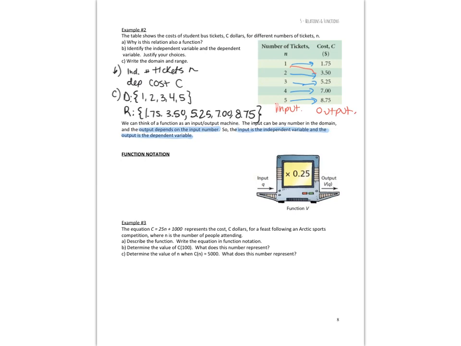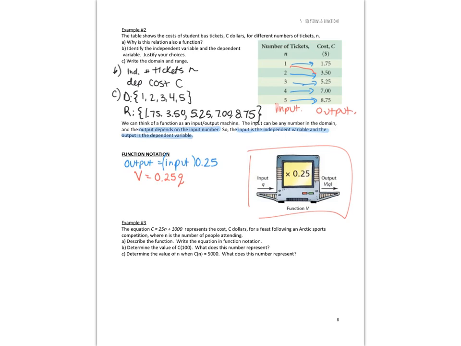All right, function notation. Let's use this as an example for function notation. So our input, Q, we multiply by 0.25 to get our output. Generally our output is equal to our input times 0.25. We have actual variables for our input and output in this case. So we can say that our output, V, is equal to our input, Q, times 0.25. Now, generally, we write that as 0.25Q.